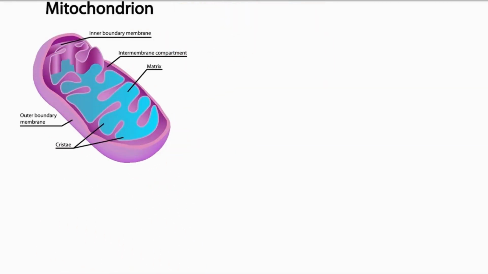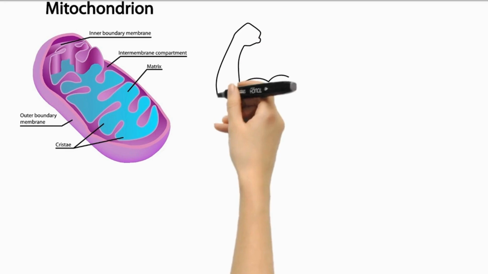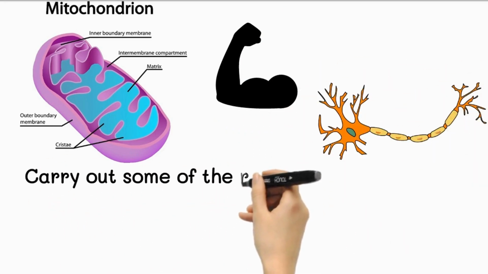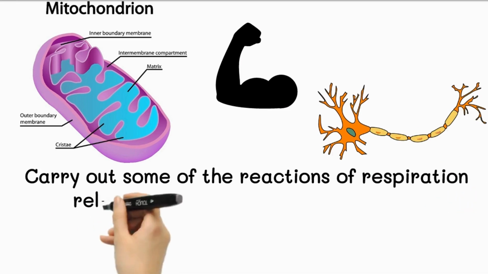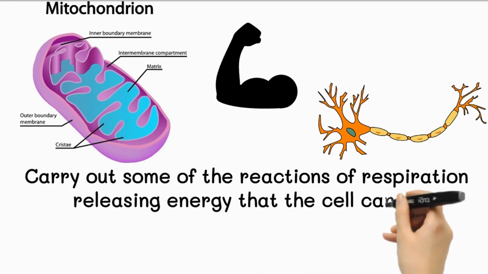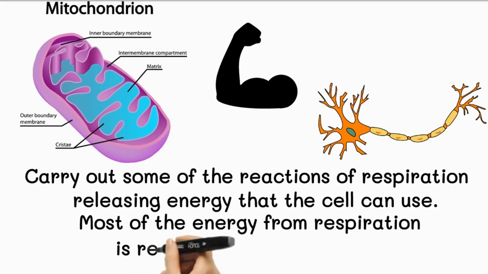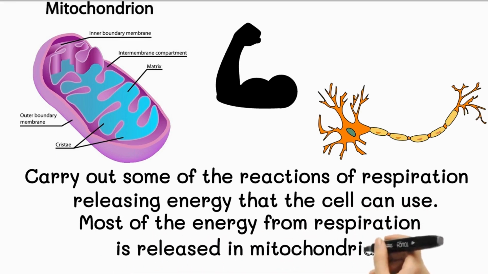One organelle that is found in the cytoplasm of all living cells is the mitochondria. In cells that need a lot of energy, such as muscle or nerve cells, there are many mitochondria. They carry out some of the reactions of respiration, releasing energy that the cell can use. Most of the energy from respiration is released in the mitochondria.